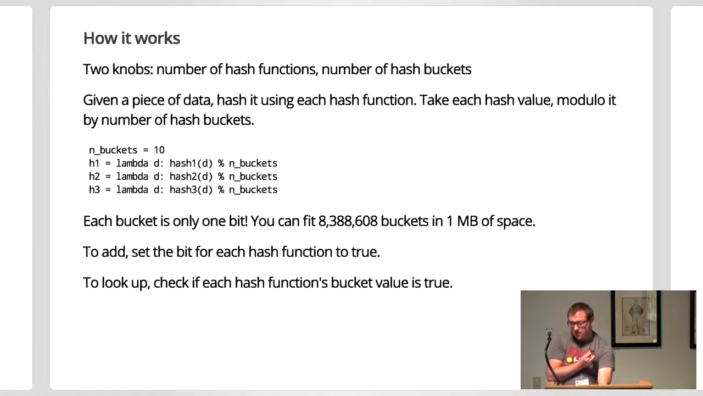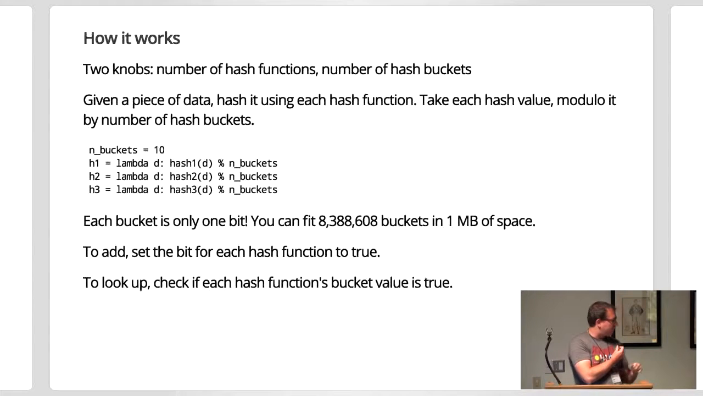The way it works basically is when you construct them, you have 2 knobs. You say how many hash functions you want and how many hash buckets. And when you give it a piece of data, you hash it using each of these hash functions. And then you take a modulus for the number of buckets. Unlike a regular hash table where each bucket might be a set of things, in a Bloom filter, a hash bucket is 1 bit. That's why it's so space efficient. You can have 8 million buckets in 1 megabyte of space. So that's pretty remarkable.